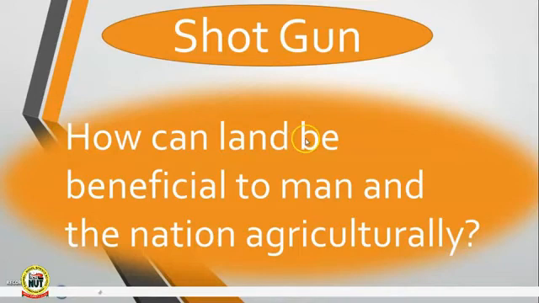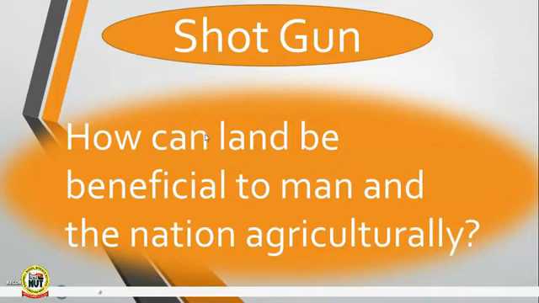In the next 1 minute, I want us all to put our thinking caps on and find a proper solution to this. And what is it? Read it. Good. How can land be beneficial to man and the nation agriculturally? Think and get this done in the next 1 minute.